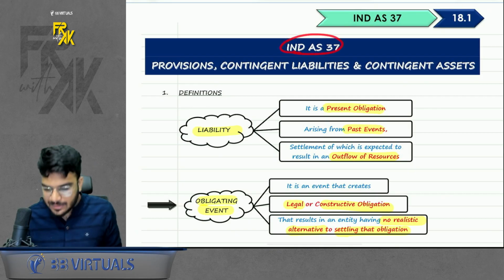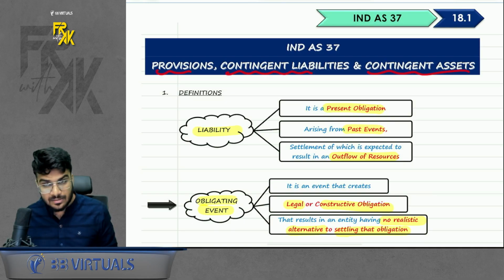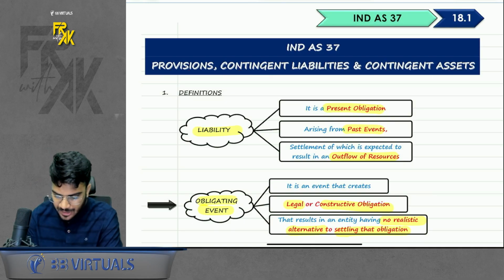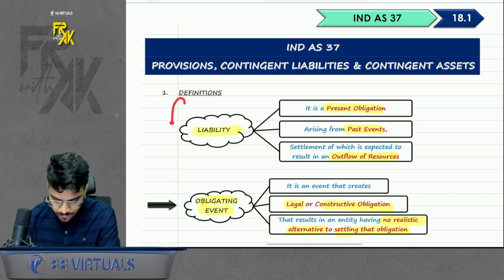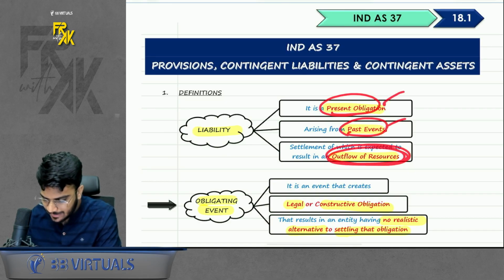So the number is Ind AS 37. Name: provisions, contingent liabilities and contingent assets. Before starting any of these pointers, we will first try to understand the definition of liability. A liability has three pointers: where there is a present obligation, a past event, and where there will be an outflow of resources. This is known as a liability.